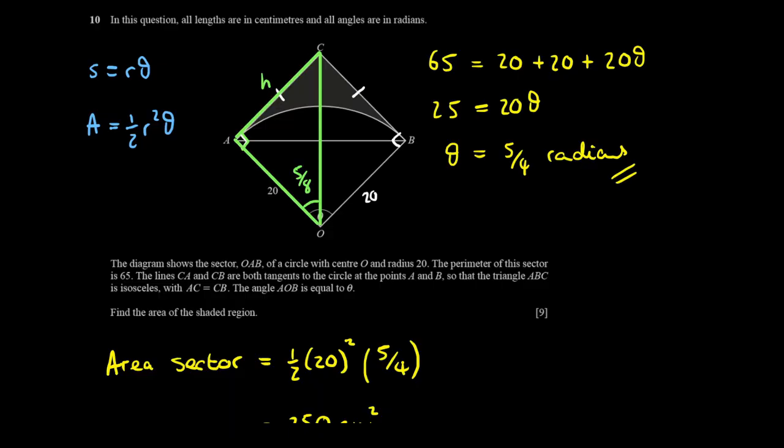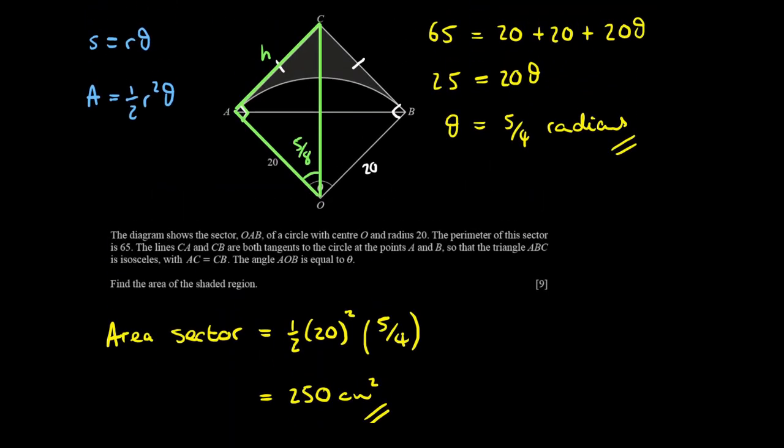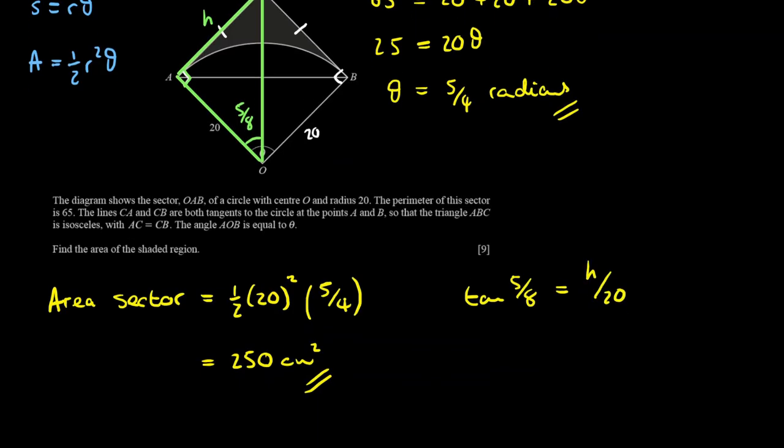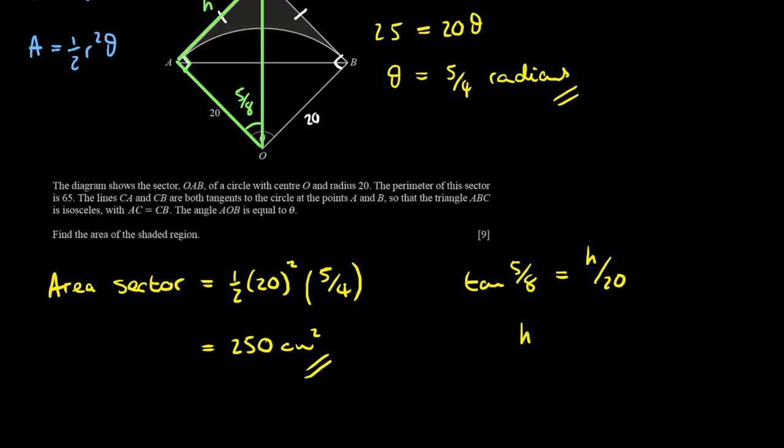Now, that means that we can use a tangent, doesn't it? Because tan of that angle is equal to the opposite, h, over the adjacent, which is 20. So I can write down, if I go down, maybe on the right, that tan 5π/8 is equal to opposite h over 20, and therefore h is equal to 20 times tan 5π/8.